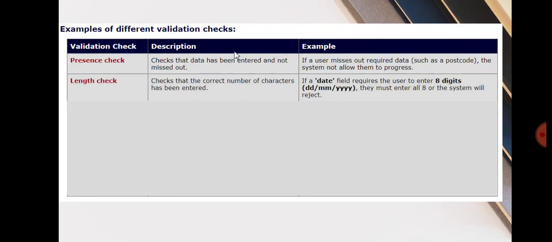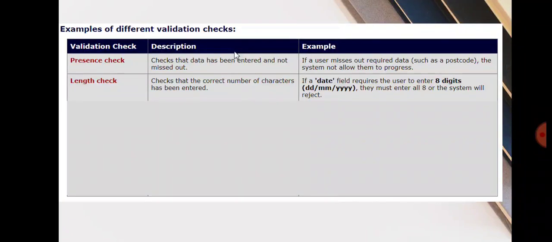The second is the length check. A length check checks that the correct number of characters has been entered. If a date field requires the user to enter 8 digits, they must enter 8 digits, otherwise the system will reject it. Sometimes you may have data which always has the same number of characters. For example, in India, any mobile number has 10 digits. So a length check could be set up to ensure that exactly 10 digits are entered into the field. This type of check cannot tell whether the 10 digits are correct, but it will not accept 9 or 11 digits.